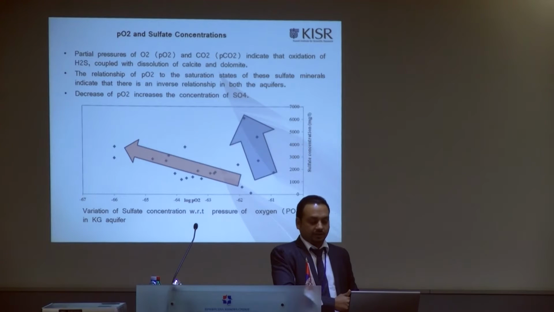Partial pressure of oxygen and sulfate concentration. The partial pressure of oxygen and carbon dioxide indicated that oxidation of hydrogen sulfide is coupled with dissolution of calcite and dolomite. The relationship of partial pressure of oxygen to the saturation states of these sulfate minerals indicates that there is an inverse relationship in both the aquifers. A decrease in the PO2 increases the concentration of sulfate.